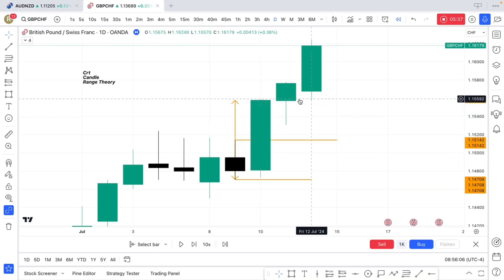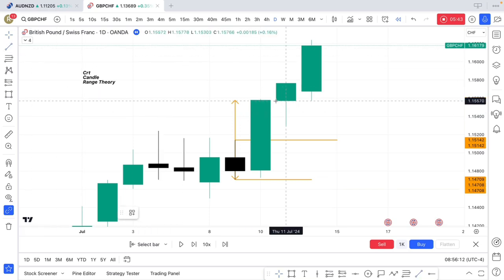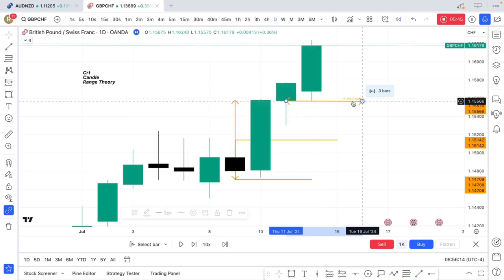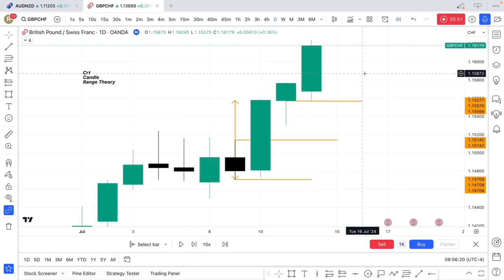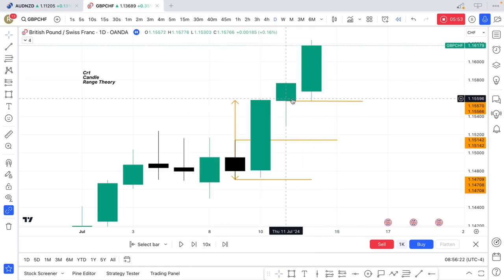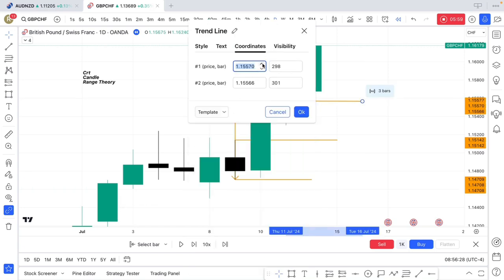But you don't just buy here, you buy below the opening of this candle. This is the opening of this candle. The open of this candle is 15572.